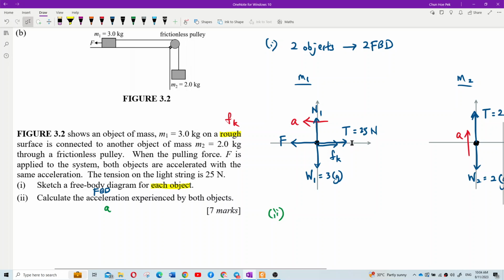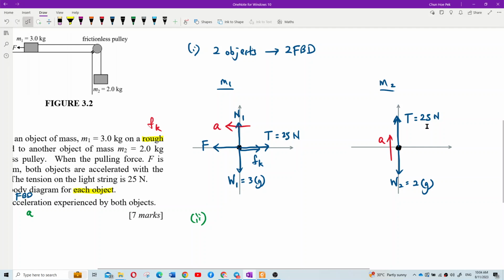But if you look at mass 2, you have the tension, you have the weight. So of course this one can help you to find acceleration also. Understand? Let me check. T, so which one is bigger? Tension is bigger, right, compared to the weight.